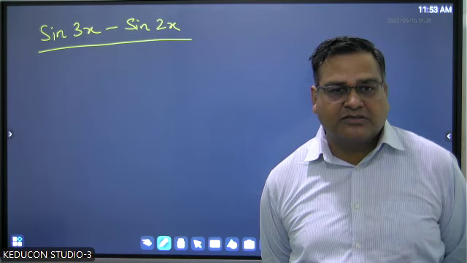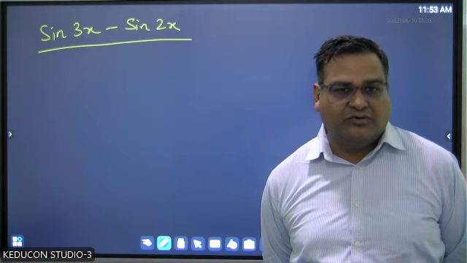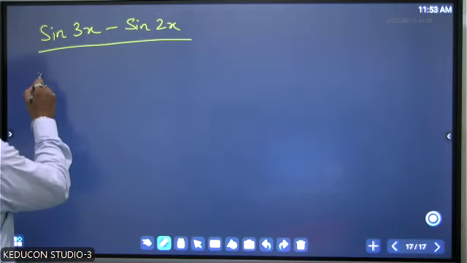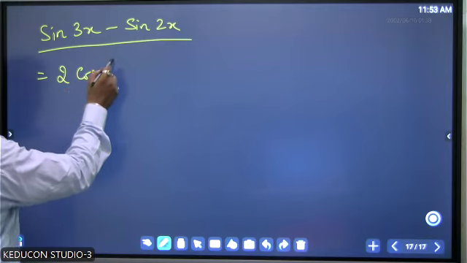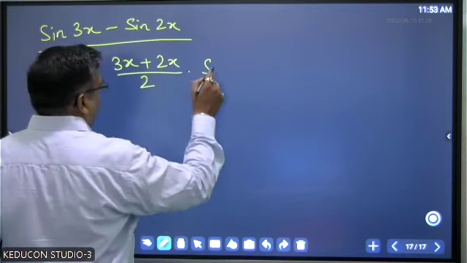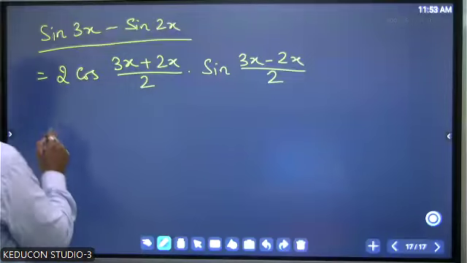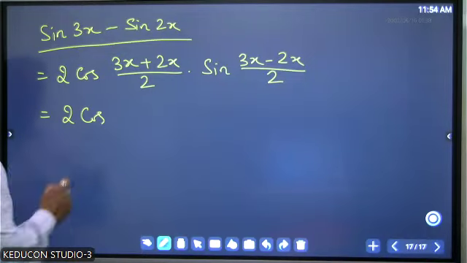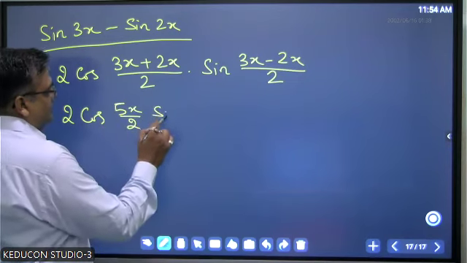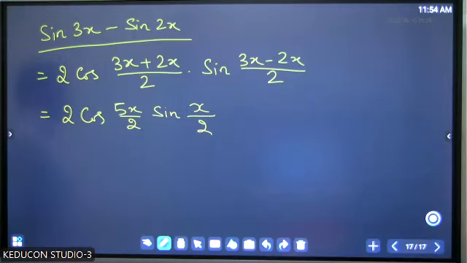Two cos 2x sin x by 2. No, no, no, no. See students, apply the formula here. 2 cos C plus D by 2 into sin C minus D by 2. So this becomes 5x by 2 sin x by 2. Beta, in place of 2x, it will be 5x by 2.